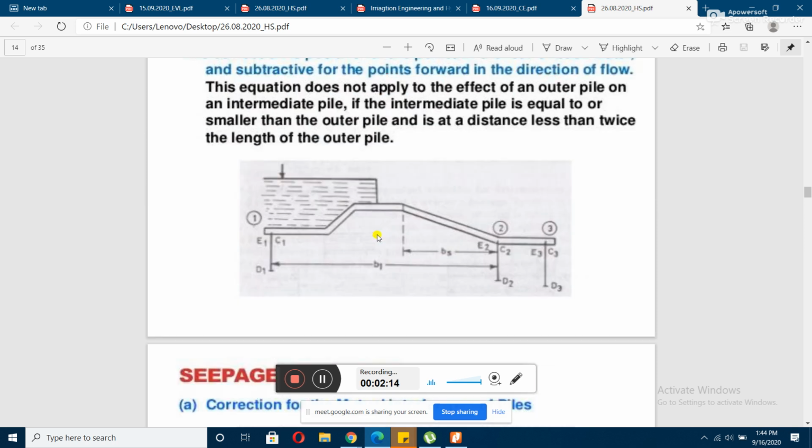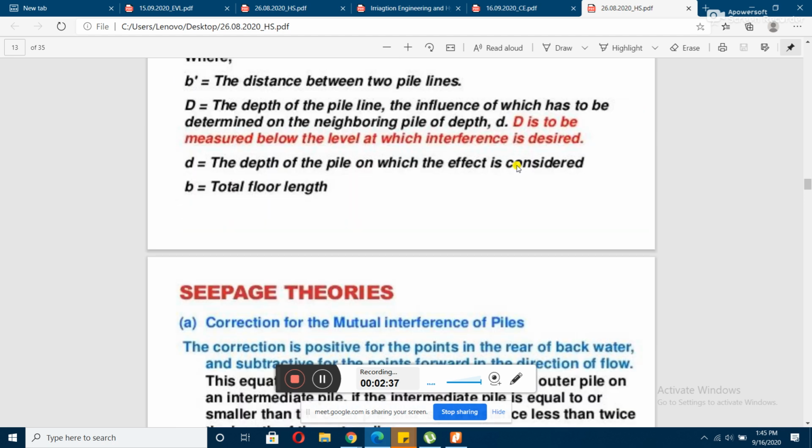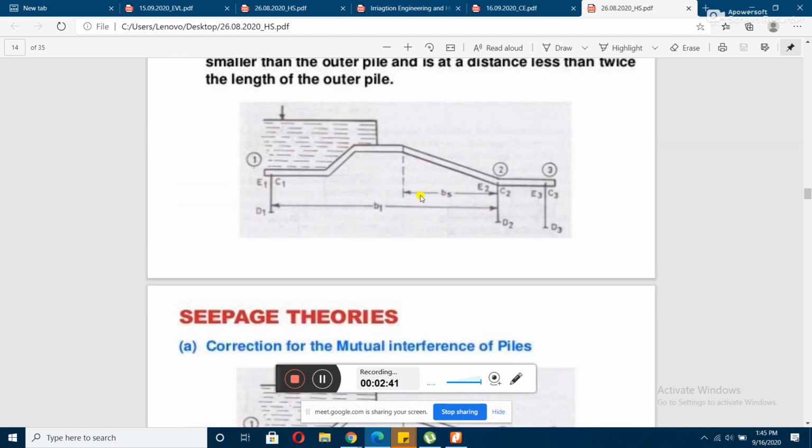Considering the first simple profile, we have found out these particular values for the upstream pile and for the downstream pile. But at that particular point, we have considered that there is no intermediate pile. So when you incorporate this intermediate pile, these values will be changing, that is C1 and E3, and this particular change is given by this particular formula. Okay, so it needs to be calculated accordingly.